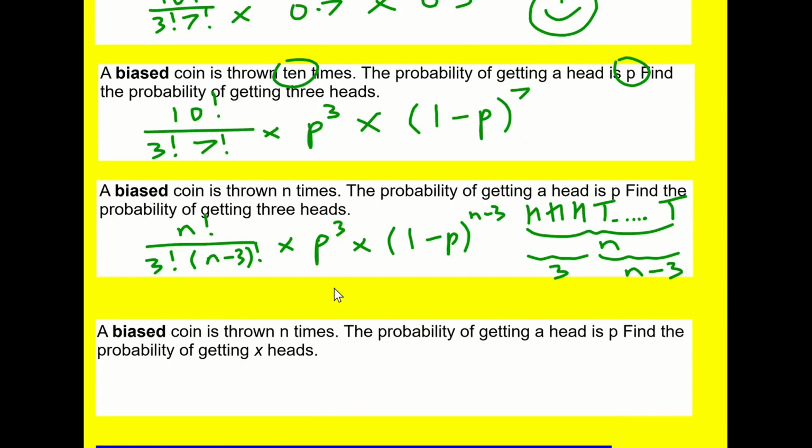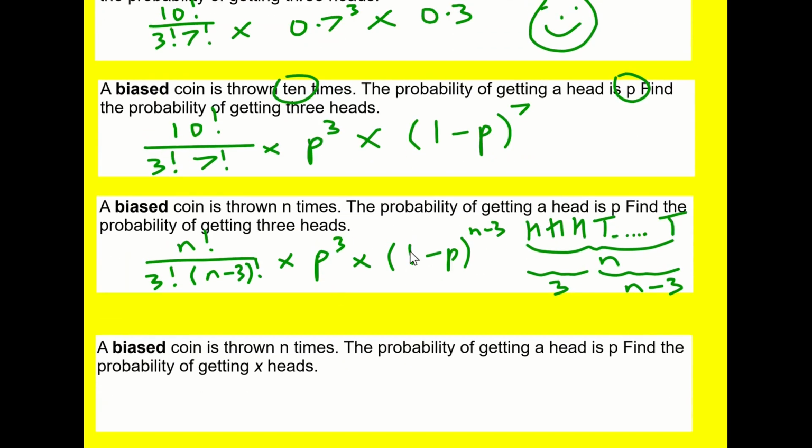And then I think this is the final one. Whew. What if I don't want just 3 heads, but I want x heads? What's that going to be? Well, for this, let's write some of them down. Okay, I've got x amount of these. I've got n in total.